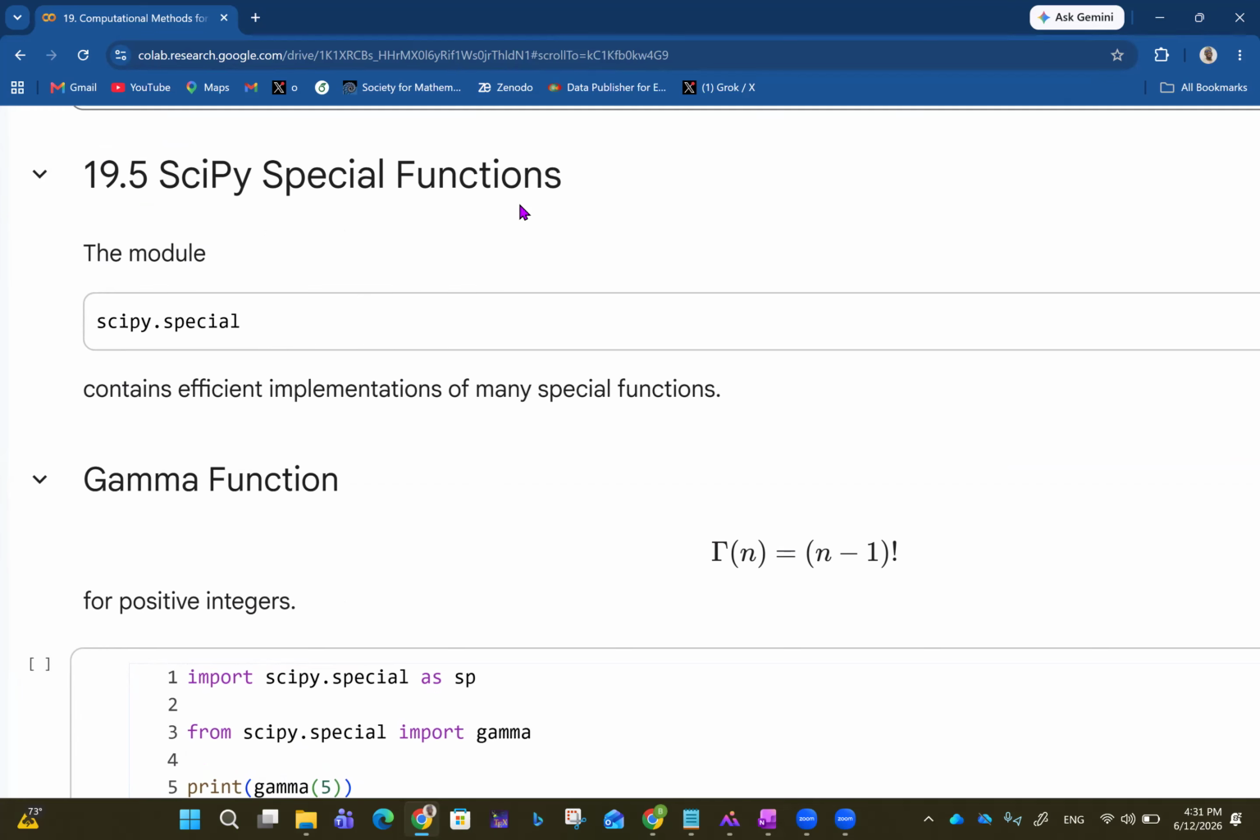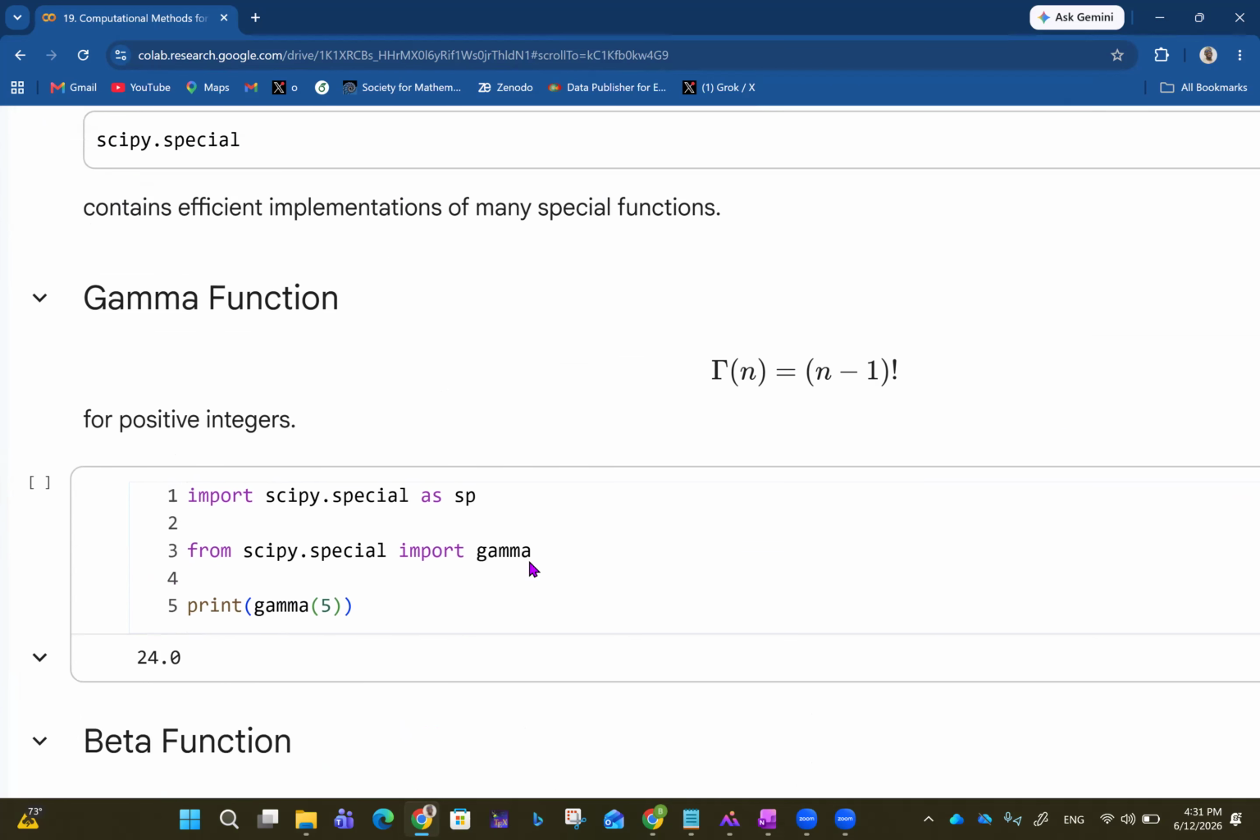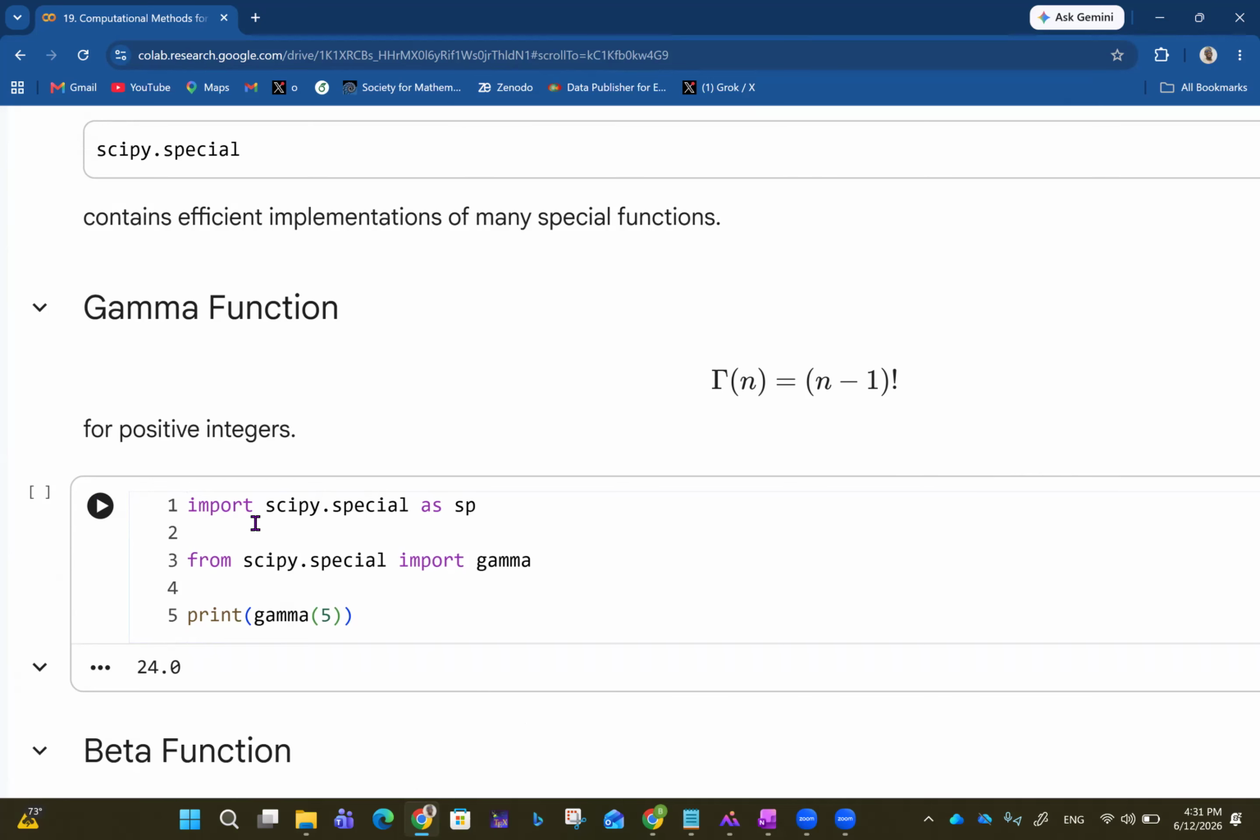So the module for special functions in SciPy is scipy.special, and it contains efficient algorithms for many special functions like the gamma function. Gamma of n is (n minus 1) factorial for positive integers. So if you now do gamma 5, you import scipy.special as sp, then from scipy.special import gamma, right? You run it, and you get 24.